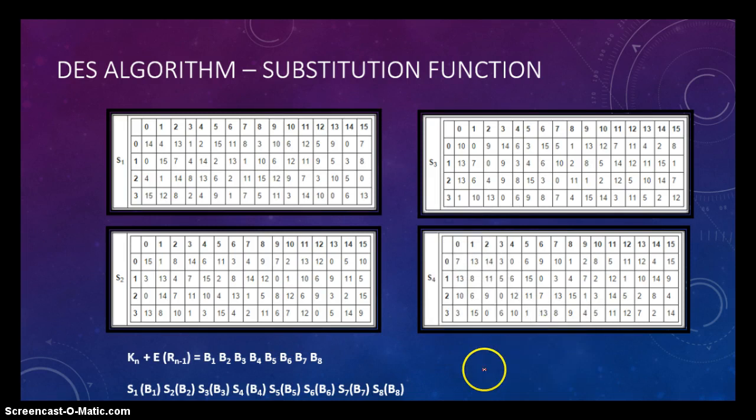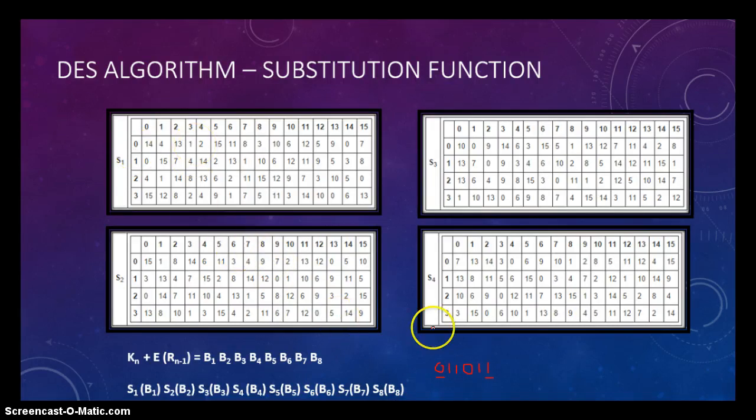Imagine that one group is 0, 1, 1, 0, 1, 1. This is our B1. So we want to obtain S1(B1), and what we are going to do is take our first and last bit, in this case 0 and 1, and this combination will represent a row in the S1 box.